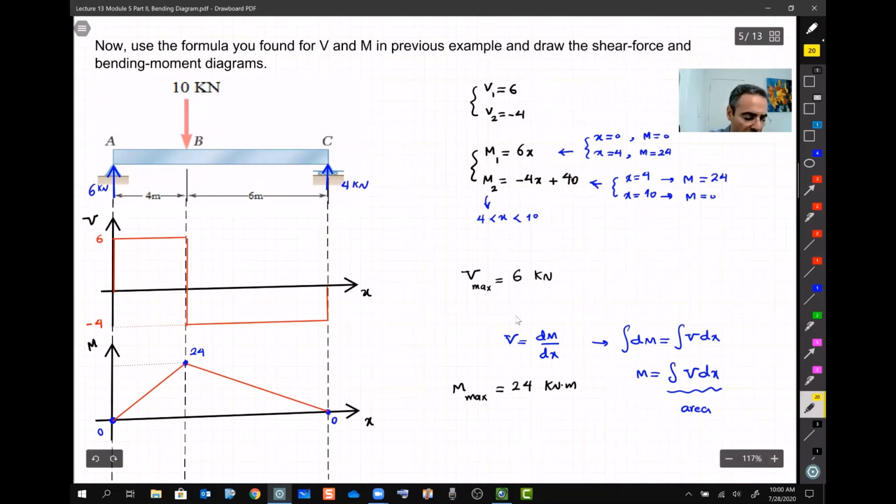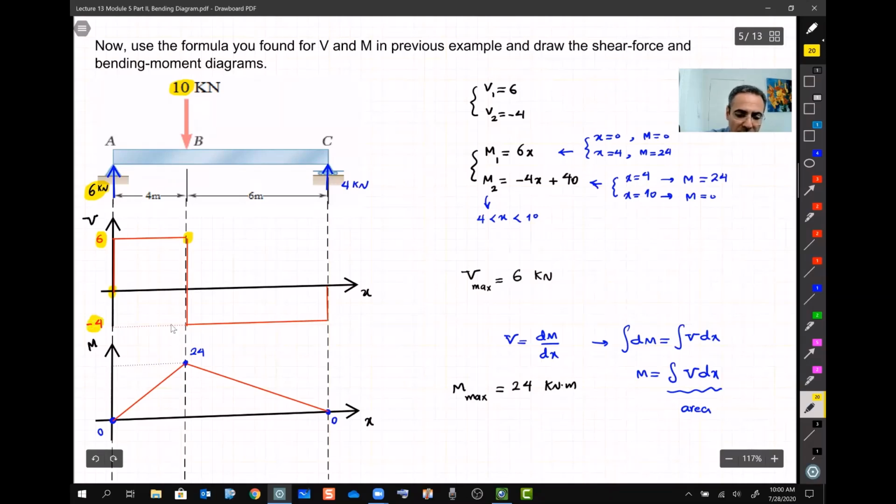Okay, let's put all of these things together and see if we can find some nice patterns to help us draw these graphs. I have a 6 kilonewton here, okay? So you see there is a jump from 0 to 6 here. Then I don't have anything on the beam here, nothing on the beam, and you see a constant line goes all the way down there. Now I'm at this point. I see here a 10 kilonewton point, and it is downward, right? How much did I drop? From 6, I dropped to -4.